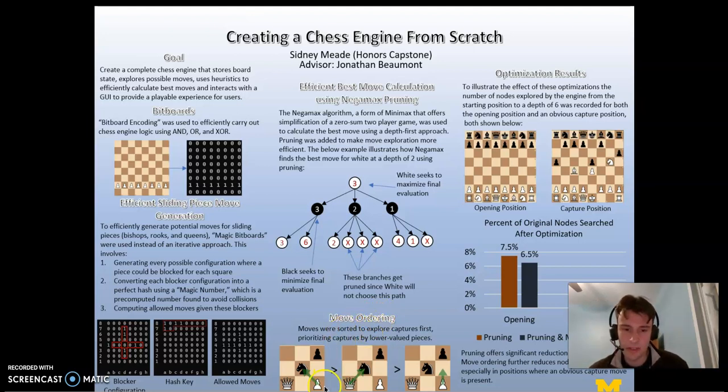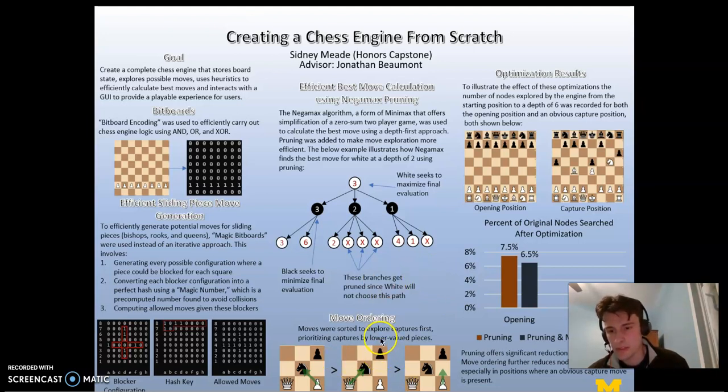So for example, we look at capture moves first, specifically capture moves made by lesser pieces. So for example, this pawn attacking the knight would be checked before this queen attacking the knight. And then both of these capture moves would be checked before a more passive move like white's pawn moving up 1 square. And so this is basically to help with negamax pruning.